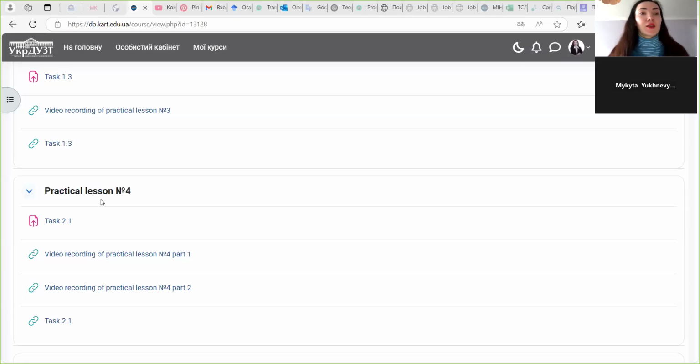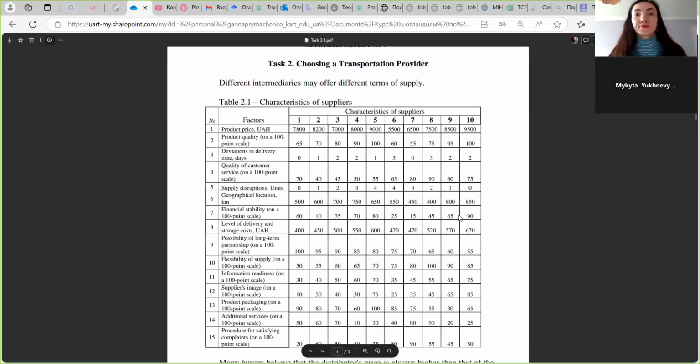So today we will continue our task 2.1. Now I share my screen with our distance course on our platform of Moodle. It was practical lesson number 4 and task 2.1. Now I open this file. It was a task about choosing a transportation provider, and we discussed that we have 15 different factors.